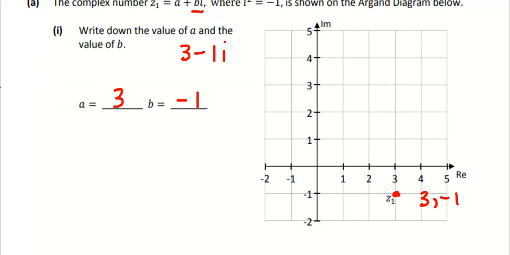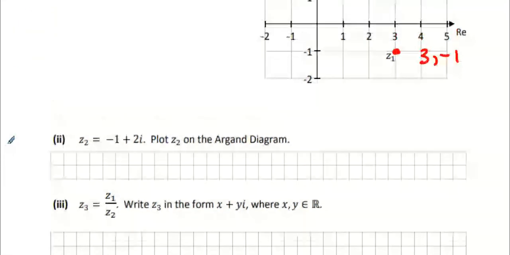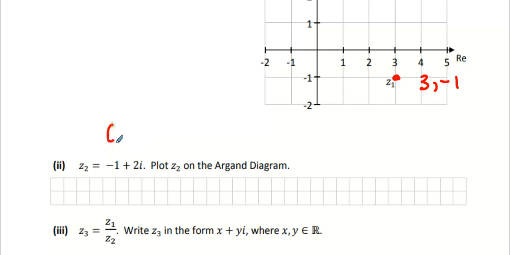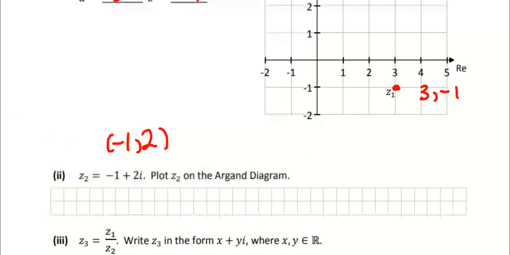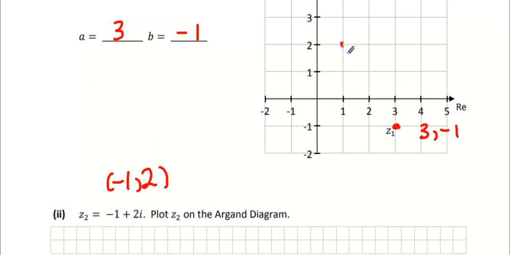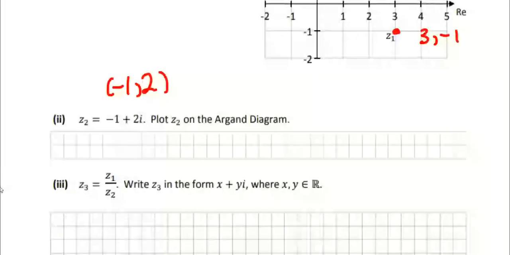All good? Part 2. Plot this one on the Argand diagram. Minus 1 across and 2 in the air. So where do you think that is? Minus 1, 2. There is z2. Oh, it's plus 1. Oh, sorry. Thanks. We good? 1 across and 2 up. Right. Part 3.